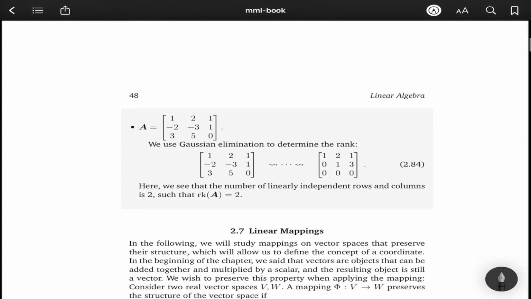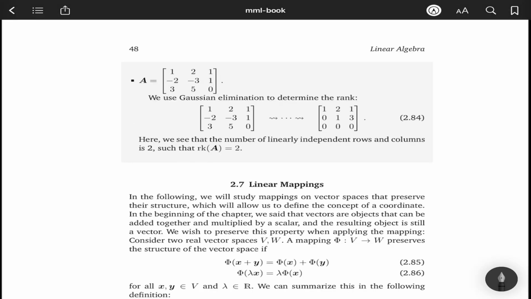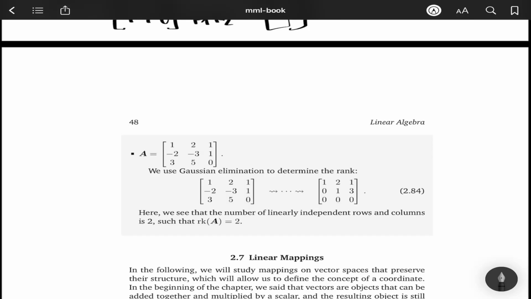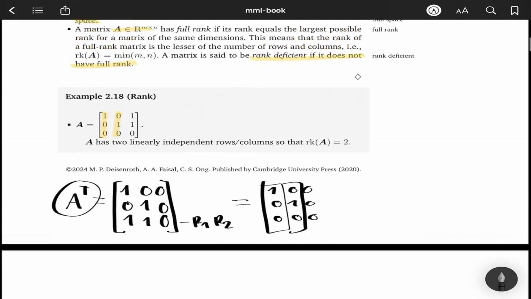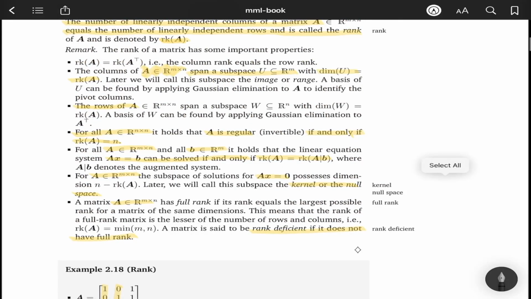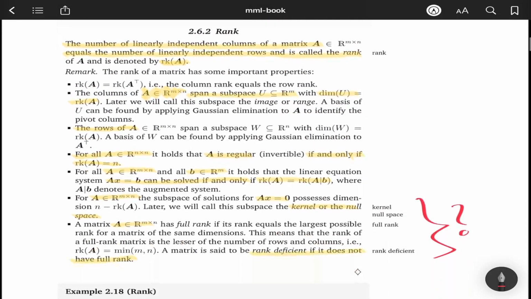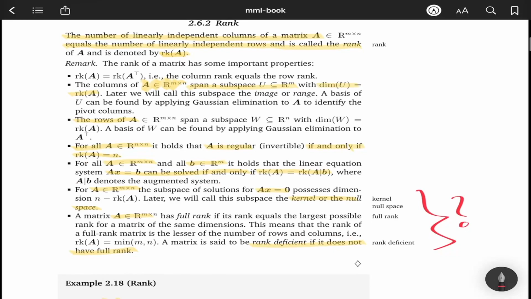Okay, so what do we have here? This is just a new matrix. They say we use Gaussian elimination to determine the rank. Yeah, I guess what they're looking for is the staircase form. So 1 and 2. Okay, yeah, still it has a rank of 2. Well, that's it, right? I'm not really getting the last part, but this is just a bunch of definitions.